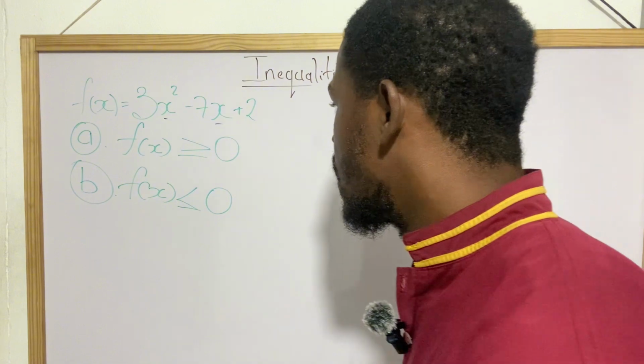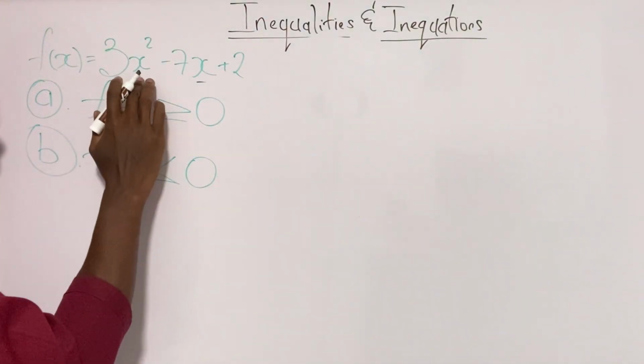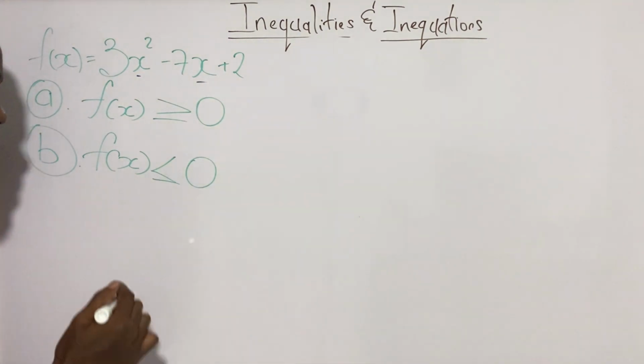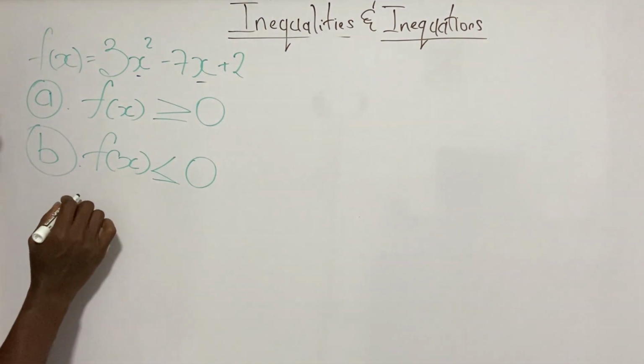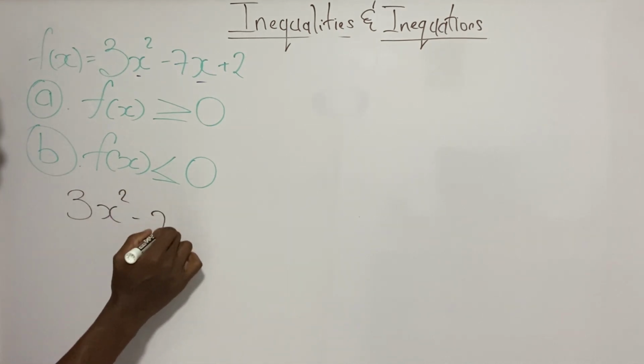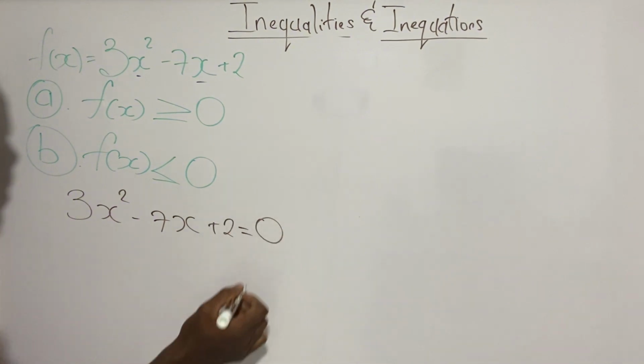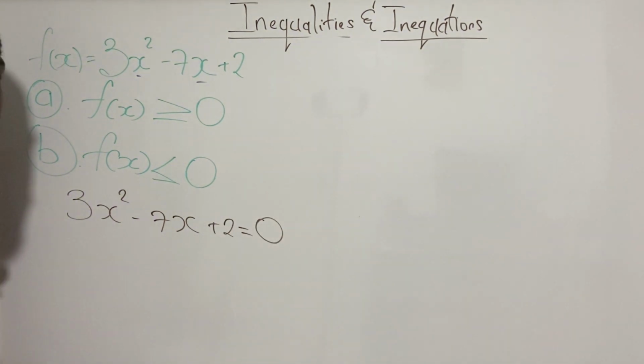So as I said, the first thing that we are going to do is take our quadratic trinomial expression right there, and set it equal to 0. So that's the first step. We're going to set that equal to 0. And then we are going to factorize this.